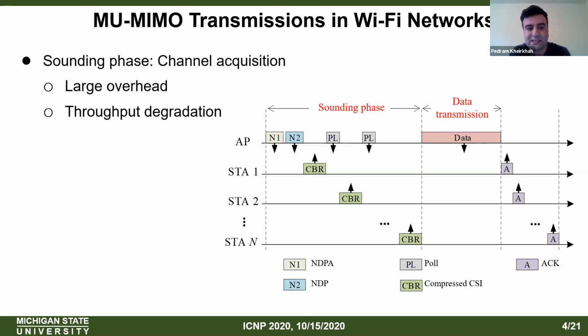And unfortunately, this sounding phase can take much more airtime than real transmissions, and it prohibits the real gain of multi-user MIMO. So we should somehow reduce this sounding phase overhead to get the real potential of multi-user MIMO.